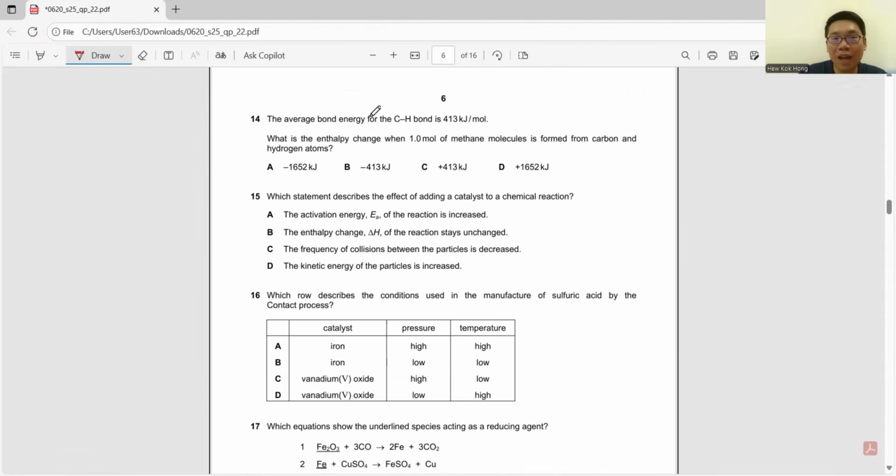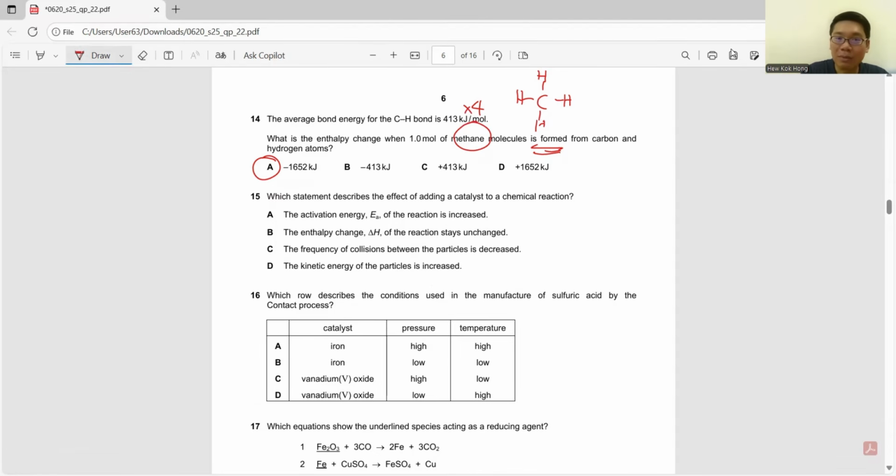14. The average bond energy of CH is this. What is the enthalpy change when 1 mole of methane? We know methane is like this. So it has 4 bonds from carbon and hydrogen atom. When we break bond, we absorb energy, so it's a plus. When we form bond, it releases energy, so it's negative. So times 4 and negative is here.